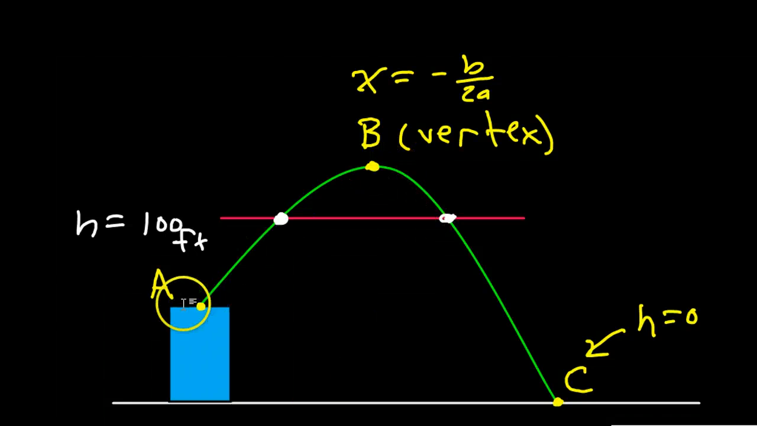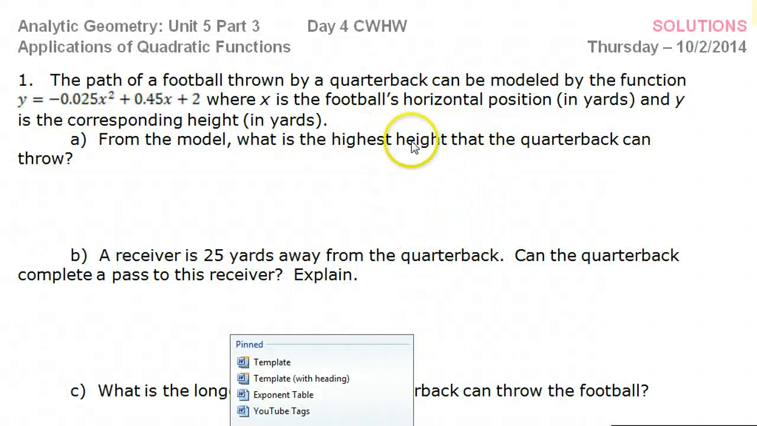So which one of these three things are they asking us to find? A, B, C, or maybe one of these points? Because I need letters for those too. They're asking us to find B, the vertex, because they're saying what's the highest. So let's find the vertex.